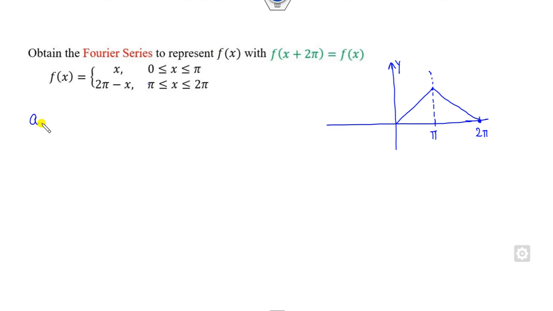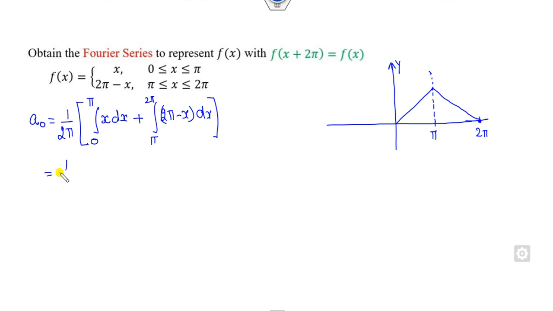So firstly A0, 1 over 2 pi. I can break them from 0 to pi of x and from pi to 2 pi of 2 pi minus x. So what is the integration of this? 1 over 2 pi, x square by 2, so that means pi square over 2. This is my 2 pi x minus x square over 2 from pi to 2 pi.